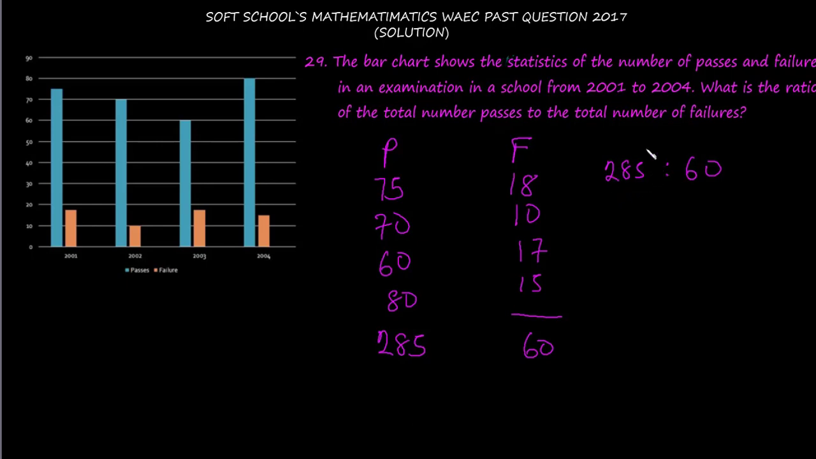So that is going to give us, if you divide this by 5, divide this by 5. If you divide this by 5 in 285, that is 57. And this is divided by 5. This will be what? 12. So it is what? 57:12.